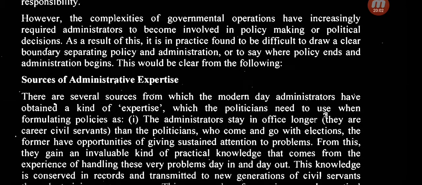However, the complexities of governmental operations have increasingly required administrators to become involved in policy making or political decisions. As a result of this, it is in practice found to be difficult to draw a clear boundary separating policy and administration, or to say where policy ends and administration begins. This would be clear from the following.